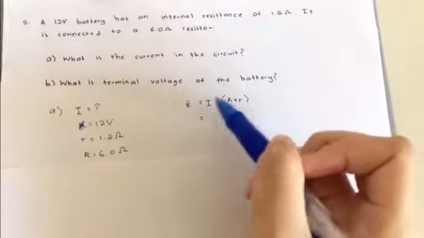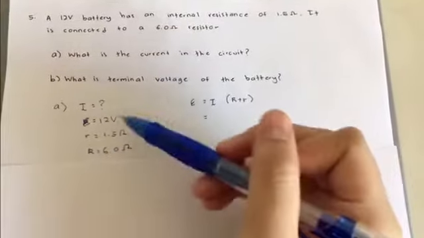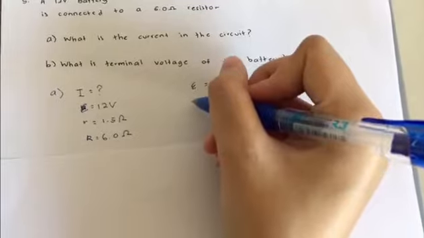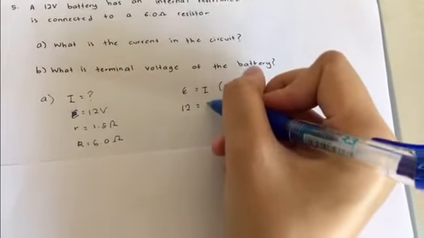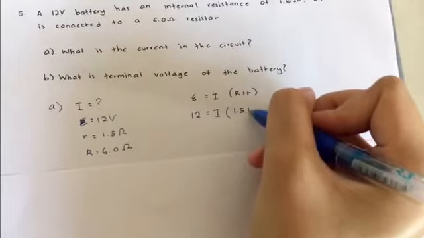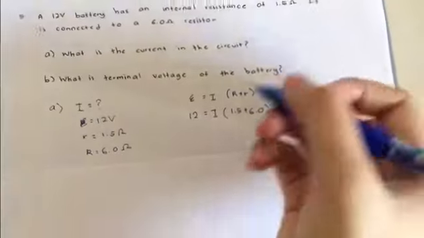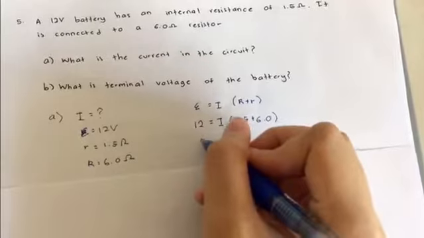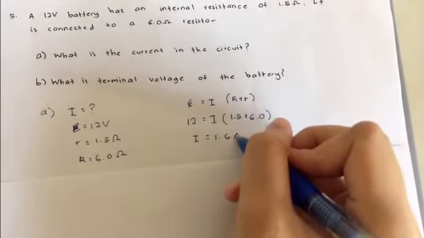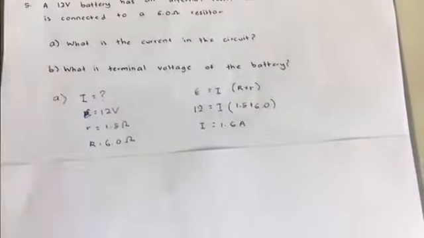So we have the formula over here, so we just input the information into the formula. We know that EMF is equal to 12, and we want to find I, and 1.5 plus 6.0. So we calculate and we get 1.6 ampere. Okay, that's the answer.